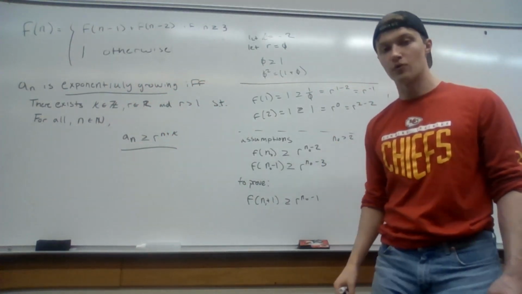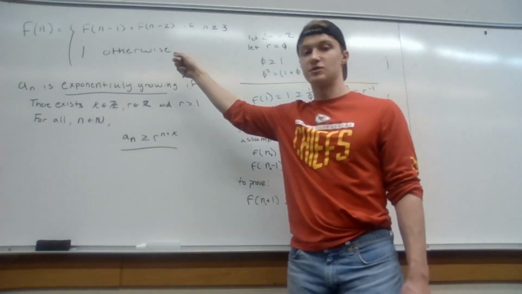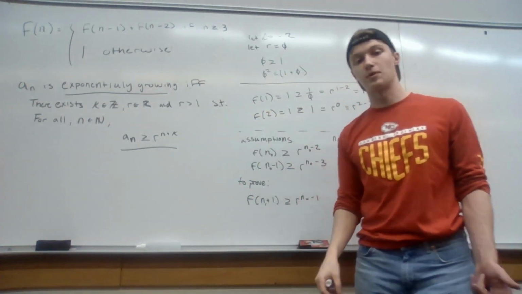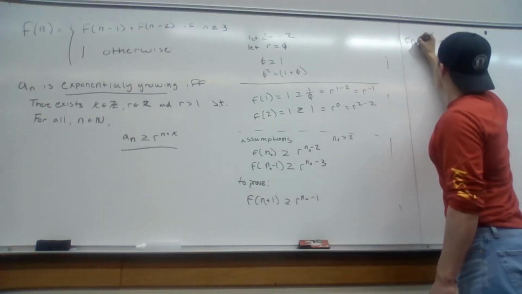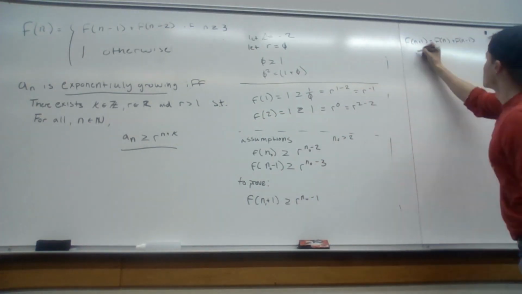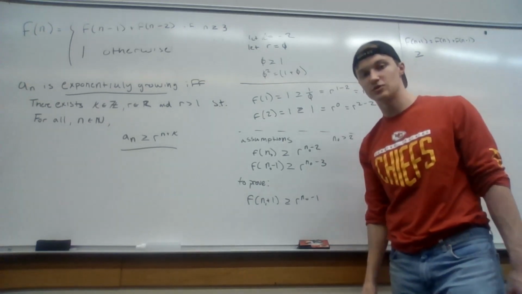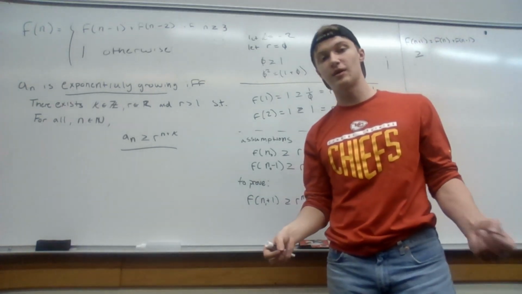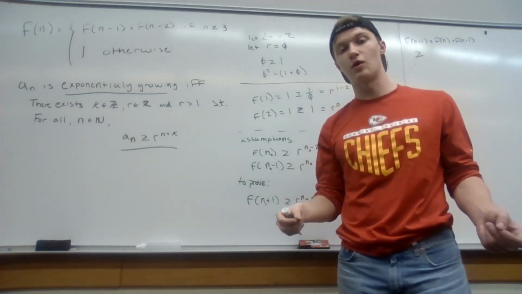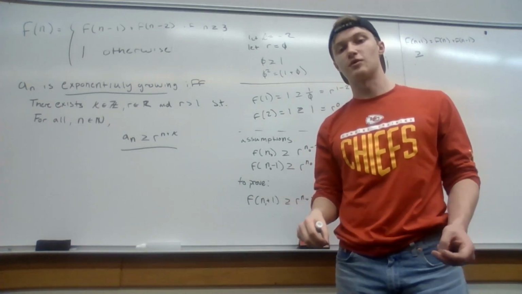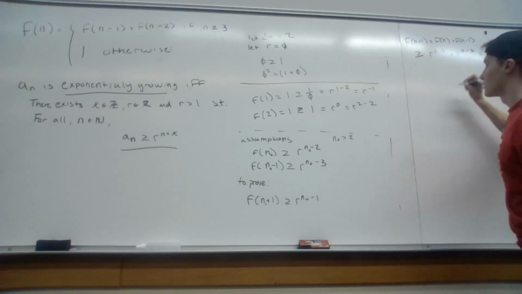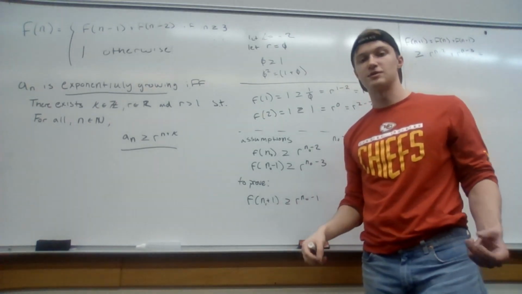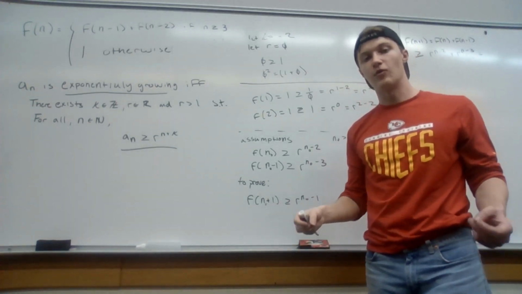Now, to start our proof, I'm going to use a fact from the Fibonacci sequence that f(n+1) is equal to f(n) plus f(n-1). Because of our assumptions, we know that f(n) plus f(n-1) is greater than or equal to r to the power of n minus 2 plus r to the power of n minus 3. Using algebra, we can deduce that this is equal to r to the power of n minus 3 multiplied by 1 plus r.